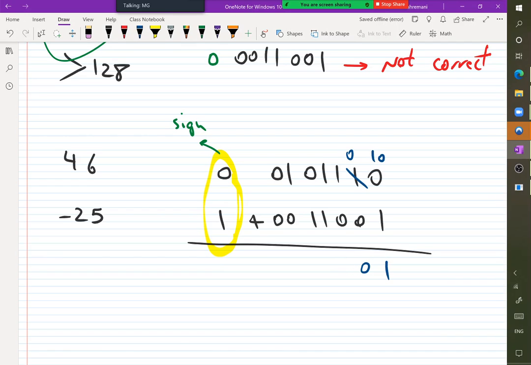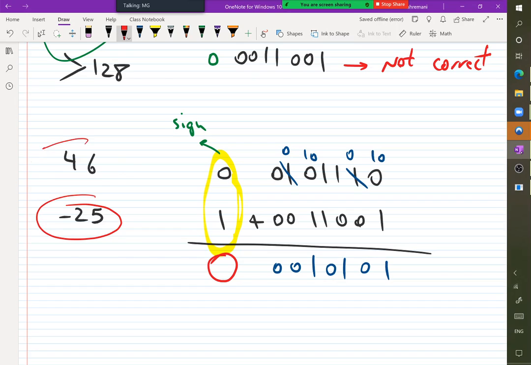No, sorry, 1 minus 0 is 1. 1 minus 1 is 0. 0 minus 1, we borrow, is 10 minus 1 is 1. 0 minus 0 is 0. 0 minus 0 is 0. So this one is the subtraction. And what is the sign here?